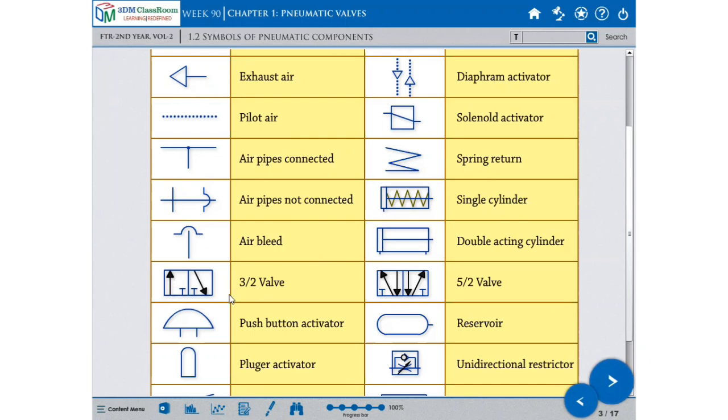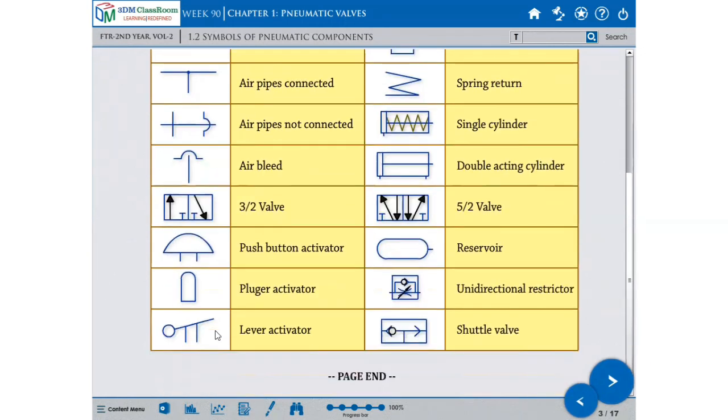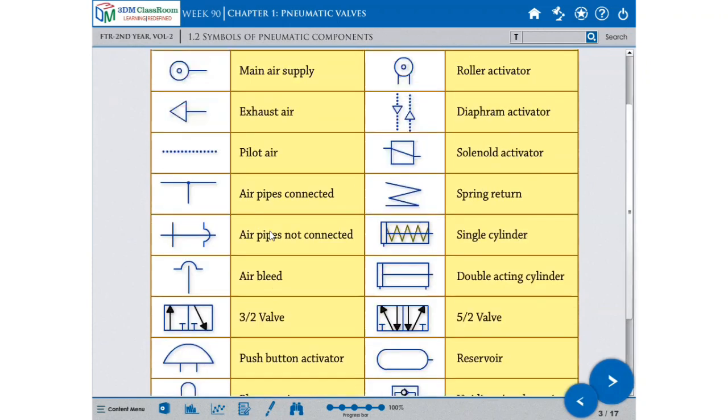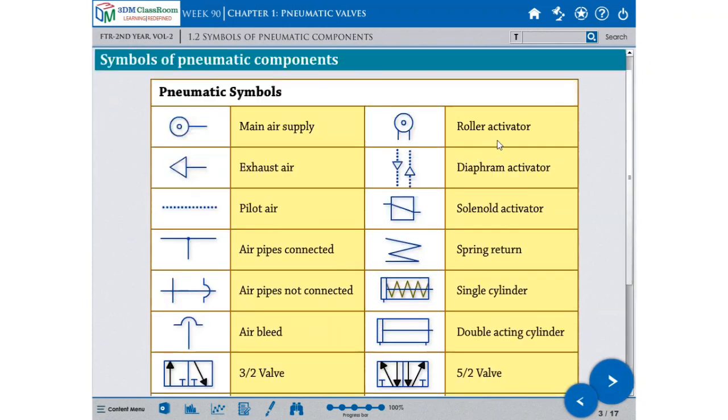This is called push button. The red colour is the push button. What is this? Plug actuator. Also circular, it's called lever actuator. Lever type actuator. These all operate the pilot. This is called roller actuator. Roller operator symbol will be like this.